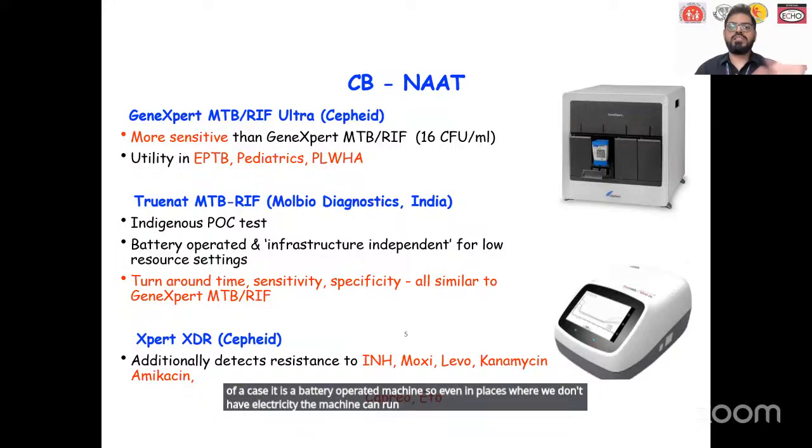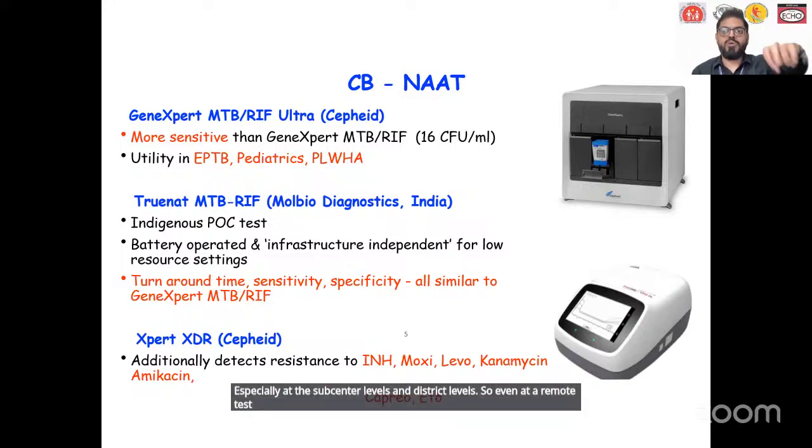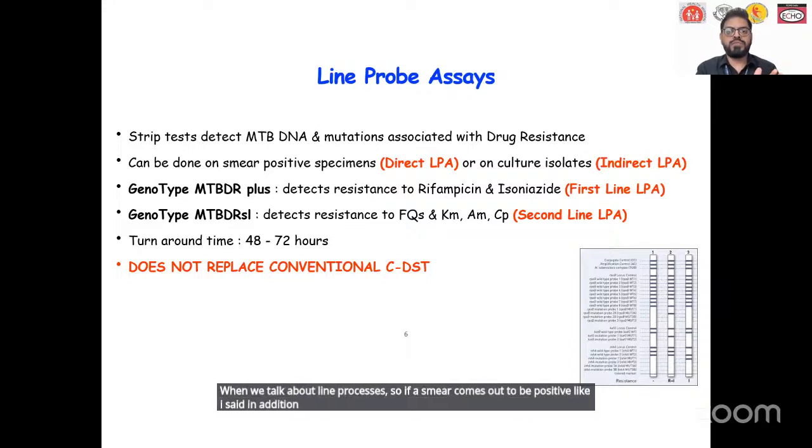Government of India has placed more than, I think, 4,000 TrueNat machines all over the country, especially at the sub-center levels and district levels. So even at the remotest of places, now India is offering an upfront molecular test for diagnosis of TB. And smear is not the first test. The smear is done alongside NAT, but the first test offered is a molecular test. When we talk about line probe assays, if a smear comes out to be positive, like I said, in addition to NAT, parallelly a smear is also run.